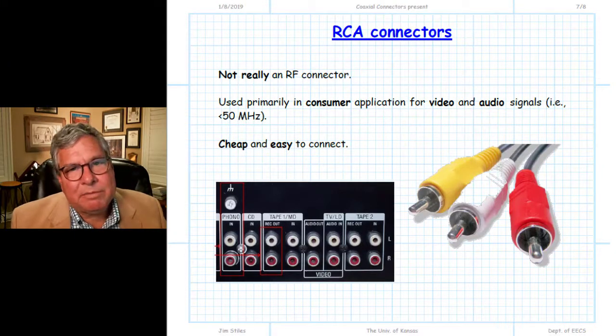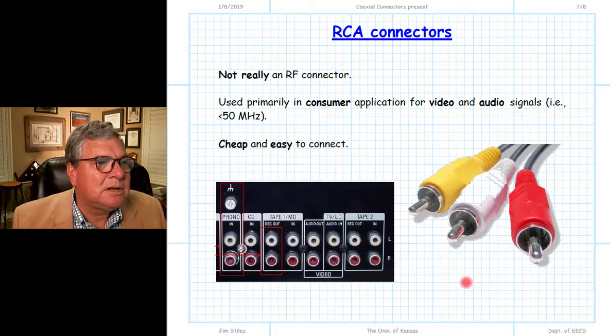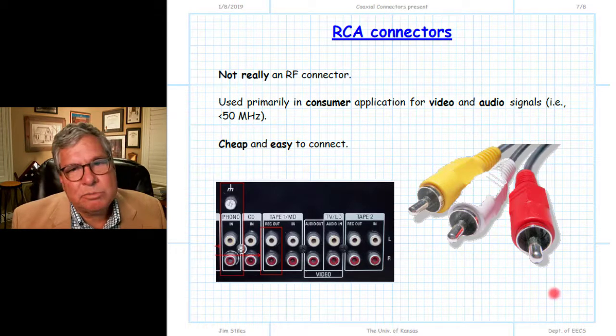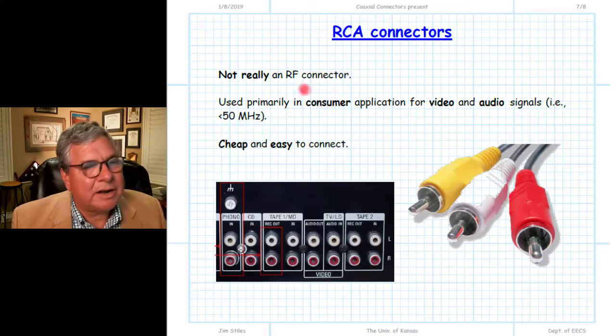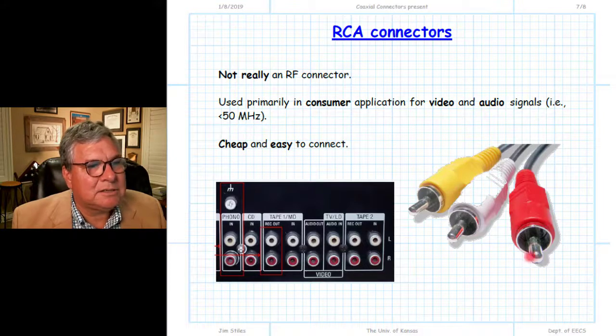Another connector you may be familiar with is what's called the RCA connector, on the back of stereo equipment. Oftentimes there'll be plugs like this, and you take coax and insert them into these plugs to connect up audio and video ports. So these are used in a lot of consumer products. Again, they're coaxial connectors, but they really are not RF connectors. These are used primarily for audio and video signals, so it's really signals that have bandwidth that's less than 50 megahertz.